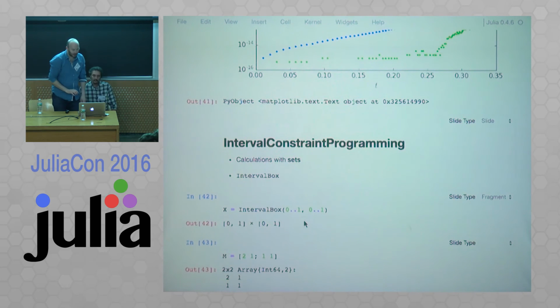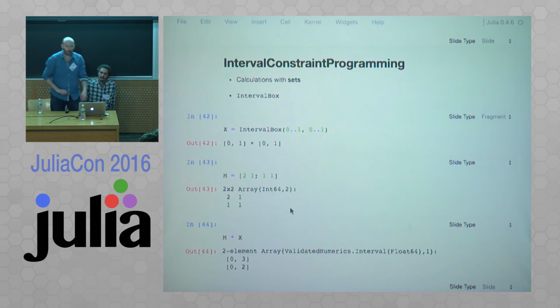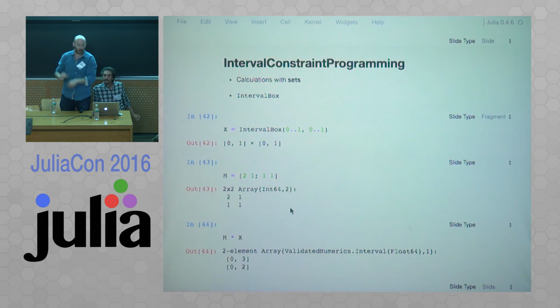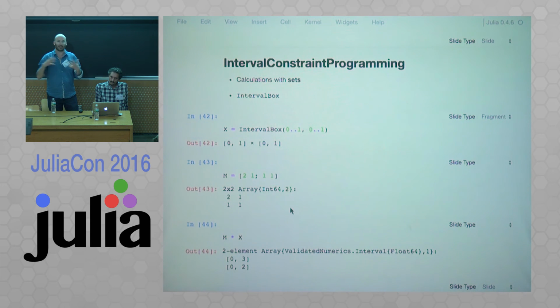Okay, so to end, I'd like to talk about a package that I published recently called interval constraint programming. The idea is that we can think of intervals as a way of calculating with sets. Usually we're not used to calculating with sets. We have points that we move around, and if we want to think about a set, we have a cloud of points, and we see where that cloud of points goes. But if we use intervals, then we can actually do calculations with sets in a rigorous way. And we have this interval box, which is just a multi-dimensional version of an interval. So it's a Cartesian product of intervals.